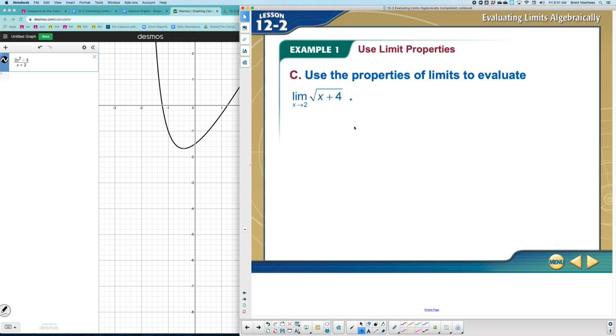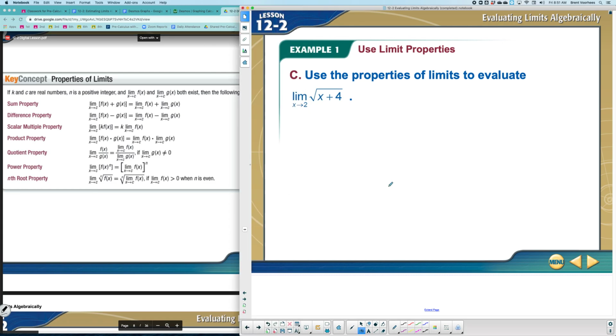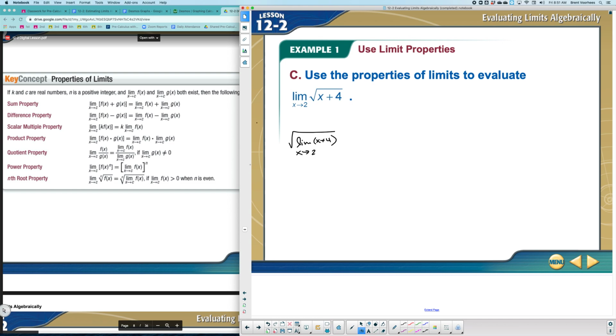So let's try this one more time. Let me get my properties back. Okay, and so now I have a root. What this is saying is that you could say that this is equal to the square root of the limit as x approaches 2 of x plus 4. Now that right there is the nth root property. The nth root property gives us that. And now I can just keep using my properties from there. We have a sum property in there.